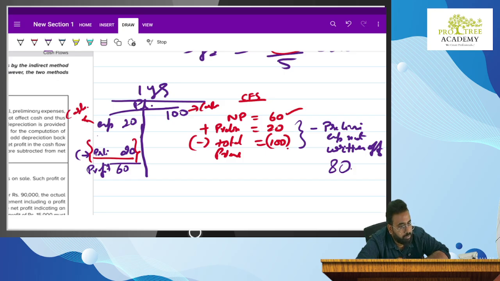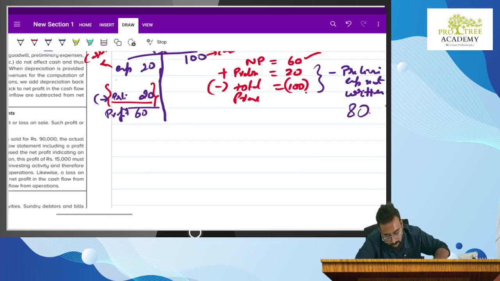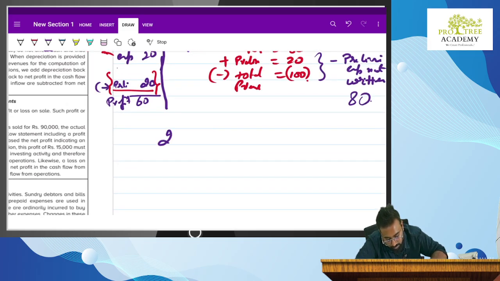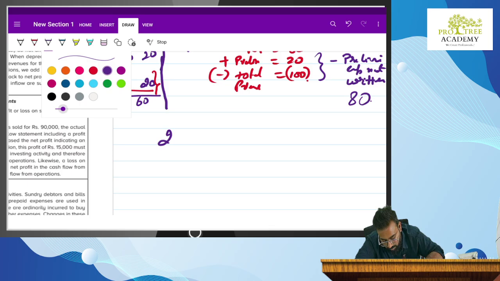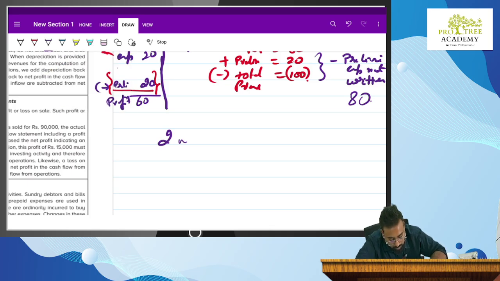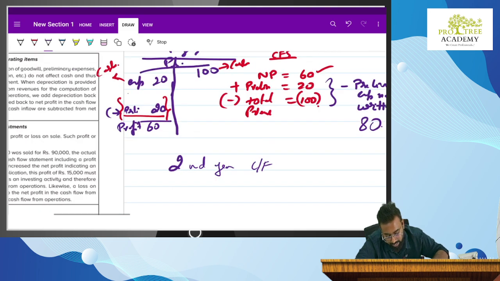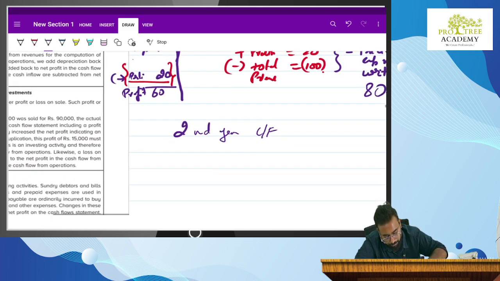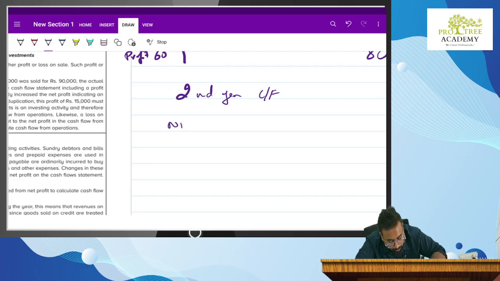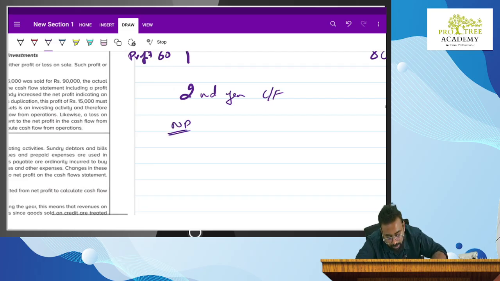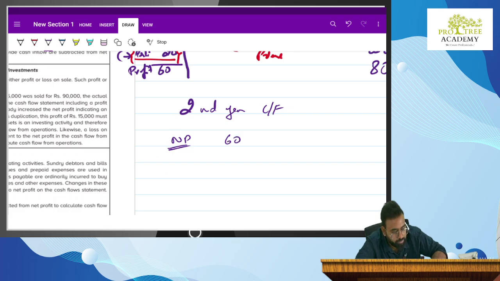Yes. This is the first year cash flow, sir. Now the second year cash flow. Let's assume the same P&L, sir. No change. Let's take this P&L as a classic example. Yes, sir. Tell me. We'll start from net profit. Same net profit, sir. How much? 60.